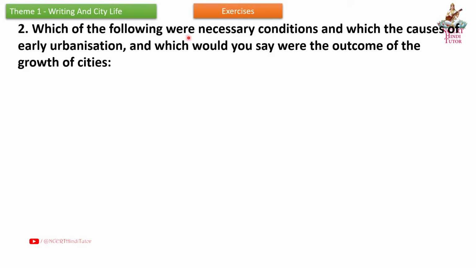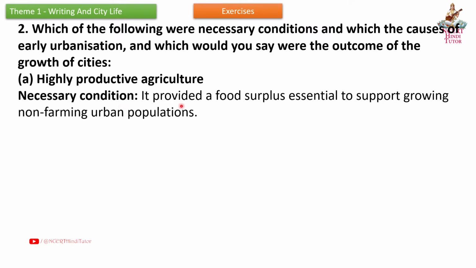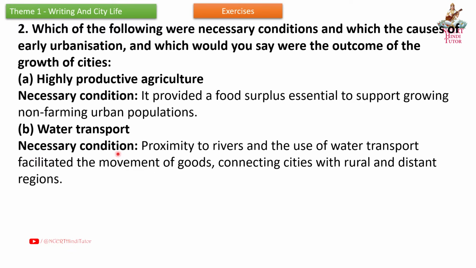Second, which of the following were necessary conditions and which the causes of early urbanization? And which would you say were the outcome of the growth of cities? A. Highly productive agriculture: necessary condition. It provided a food surplus essential to support growing non-farming urban populations. B. Water transport: necessary condition. Proximity to rivers and the use of water transport facilitated the movement of goods, connecting cities with rural and distant regions.